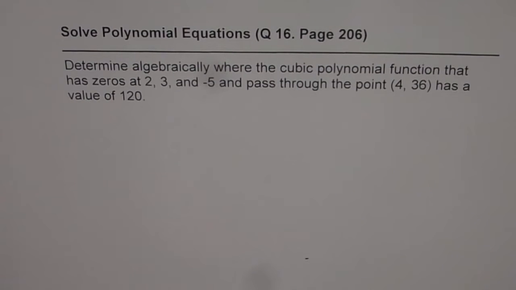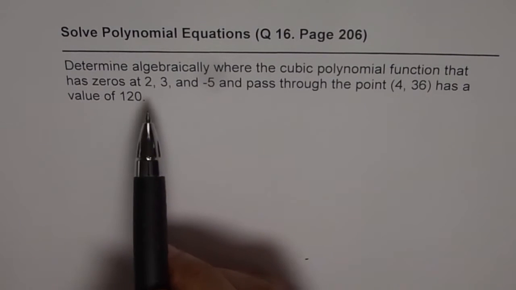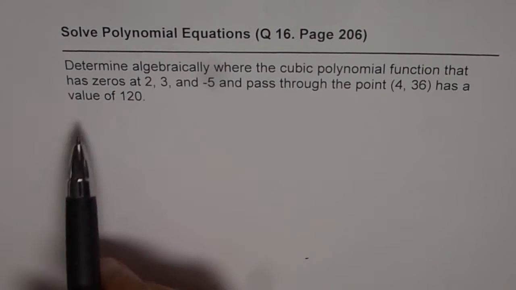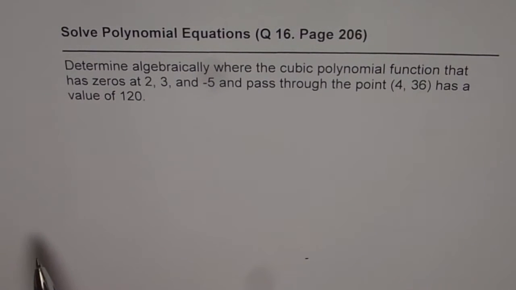The question is: determine algebraically where the cubic polynomial function that has zeros at 2, 3 and -5 and passes through the point (4, 36) has a value of 120. It's a very good question. First you need to find the equation of the polynomial itself and then solve it for its value to be 120. Thanks for sharing such a good question.